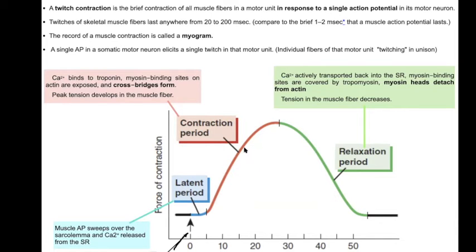That could be a single fiber, or because the motor neuron is innervating several fibers at once in that motor unit, this could be a whole motor unit, measuring a whole bunch of them at the same time. They would act the same in that motor unit, individual fibers twitching in unison. So that's what motor units do.